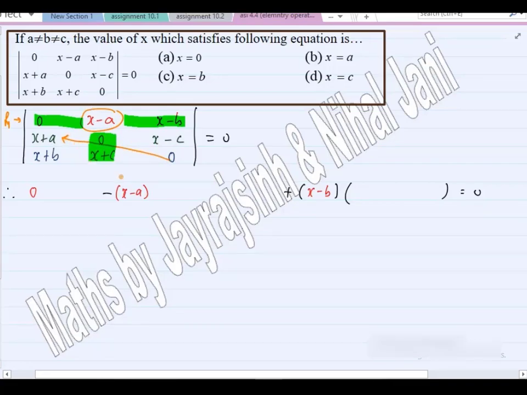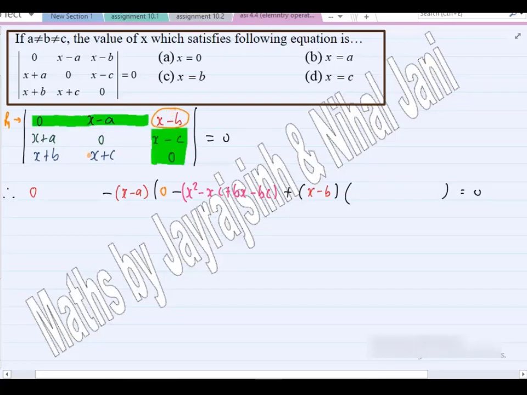0 will multiply with x plus a to give us 0, minus (x plus b) will multiply with (x minus c) and will give us x square minus xc plus bx minus bc. Then the minor of x minus b: ignore the first row, last column and multiply x plus c with x plus b, which will give us x square plus xc plus xa plus ac, and anything with 0 will give us 0.